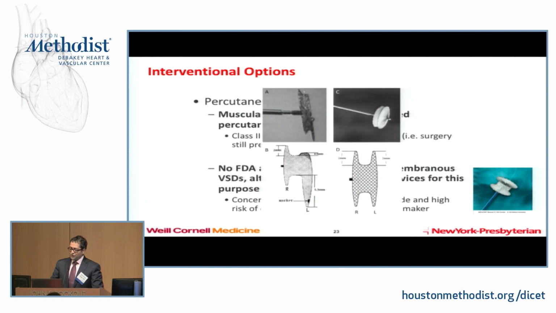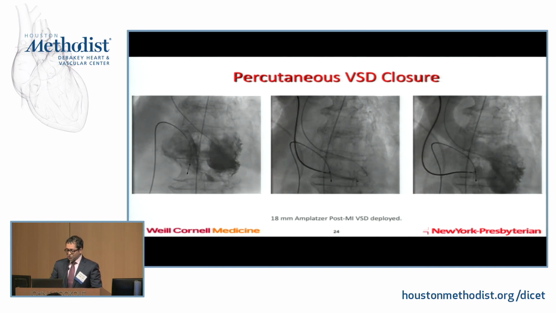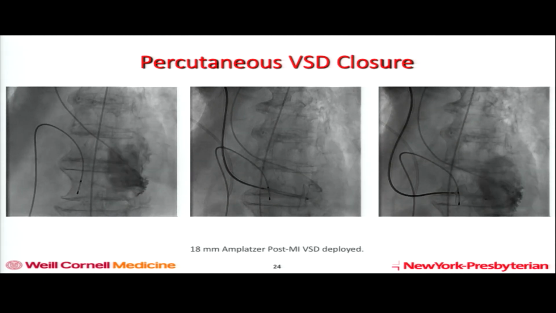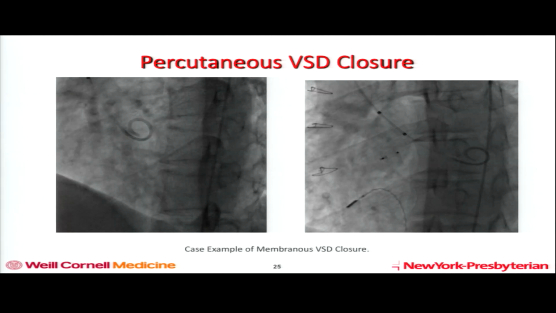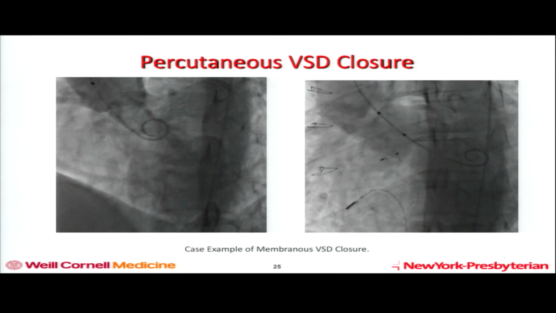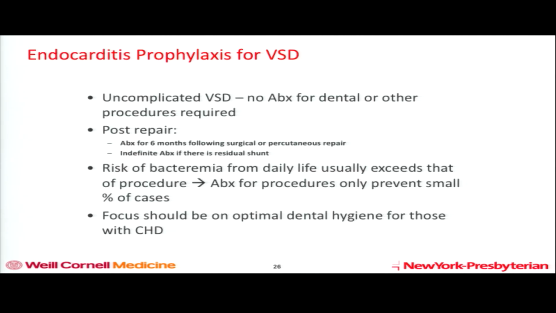There is no device for perimembranous defects, so there's been a device that's been studied with good outcomes that hasn't made it to the market yet, called the perimembranous VSD Occlutech 2. But for that patient that I showed you earlier, we put in a device and closed the muscular VSD that had developed post-MI. And there are occasional membranous VSDs that we close. This is someone who had a ventricular septal aneurysm and a membranous VSD that was closed percutaneously. And so these can be done.